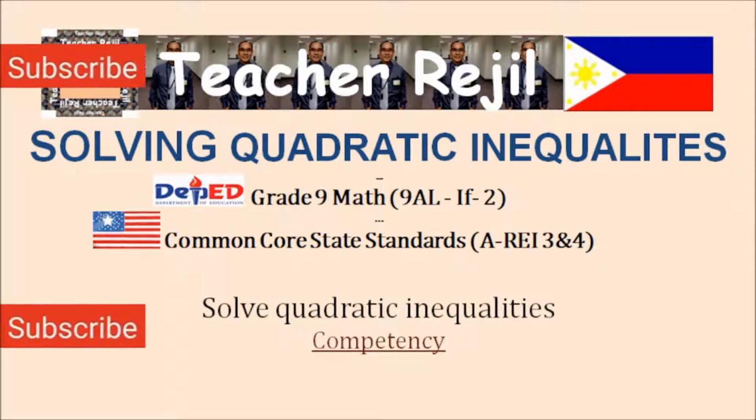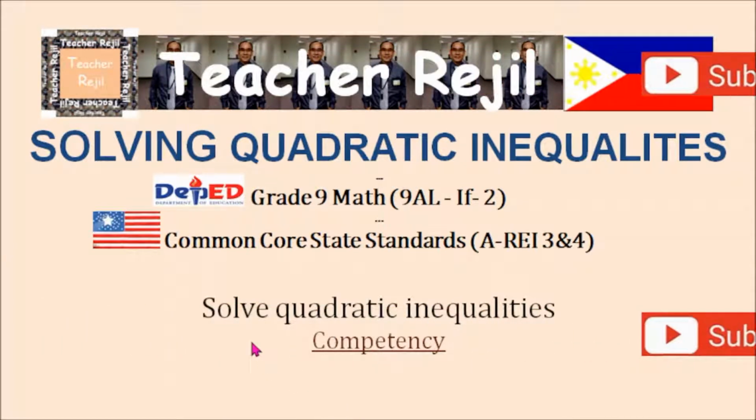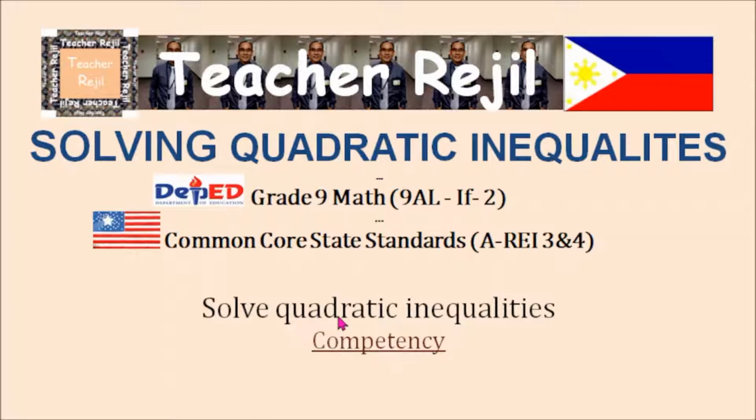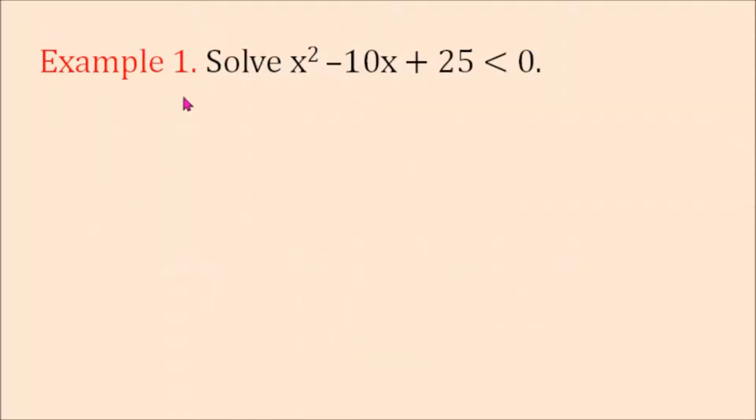Hello everyone. This lesson is about solving quadratic inequalities. Example number 1. Solve x squared minus 10x plus 25 is less than 0. Our quadratic trinomial here is a perfect square trinomial.